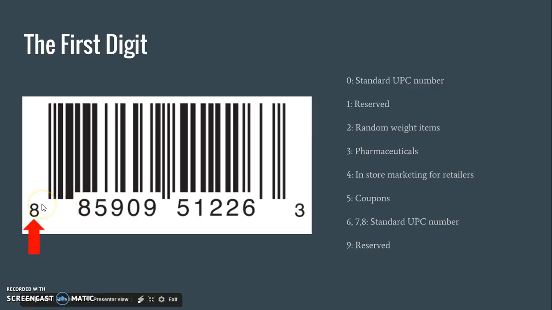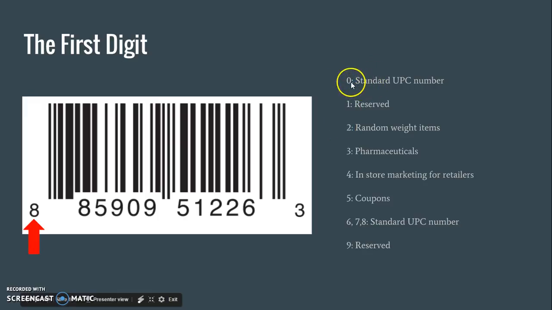Now, each number has a different reasoning behind it. This is the first digit, and it's always outside and set apart from these middle digits. This digit actually tells you what kind of product is being sold. If it's the number 1 or number 9, that is something that a company has personally gone to the UCC and requested to have that specific number for their code. They have to pay for it.